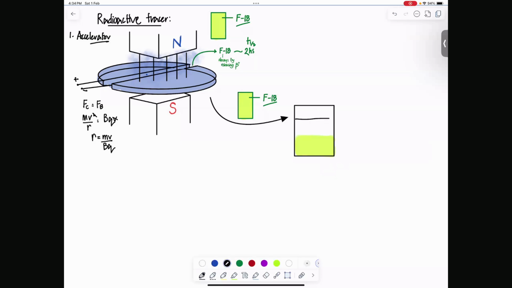glucose, sugar solution. Why? Because the body needs to absorb this. Fluorine 18 directly body absorb করতে পারে না. It's a bit of an issue for the body to take in so much fluorine.